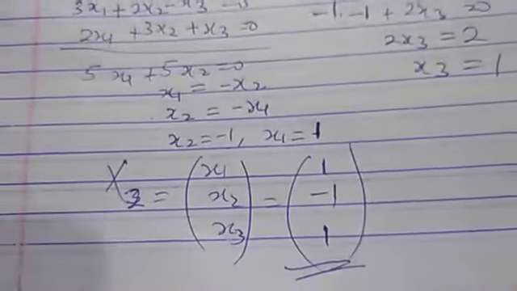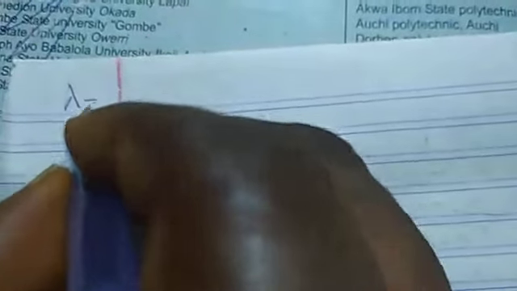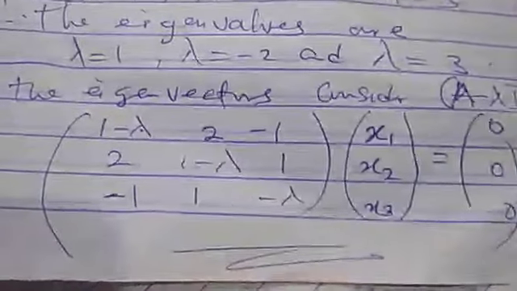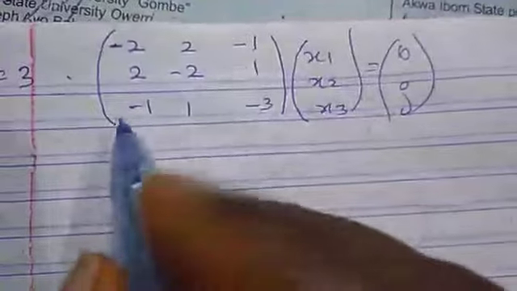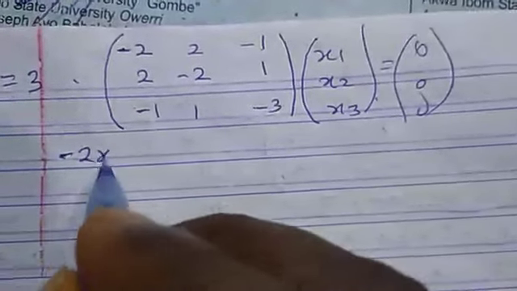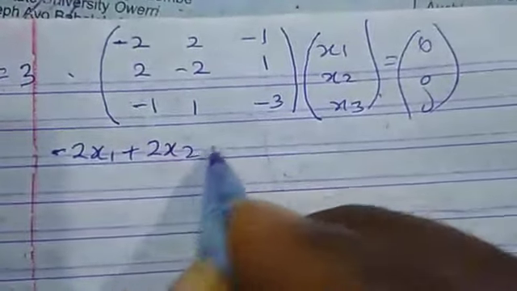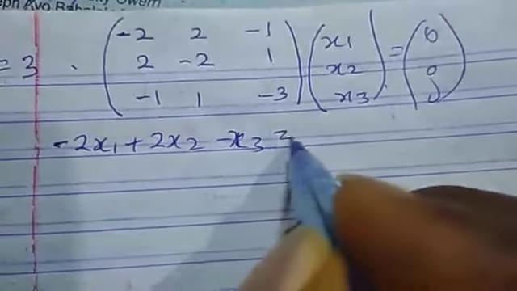Let's find the third eigenvector. Our case 3 will be when lambda is equal to 3. When lambda is equal to 3, we are still using this equation. Anywhere you see lambda here, you put 3, and you are going to get this. Now we need to expand. That will be minus 2s1 plus 2s2 minus s3 equal to 0.